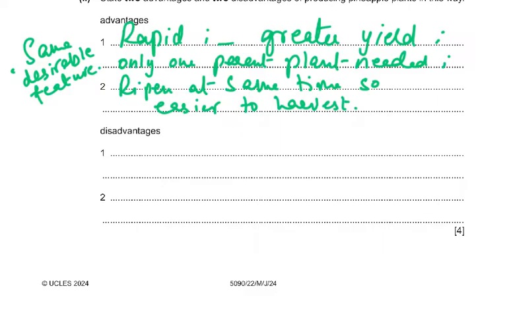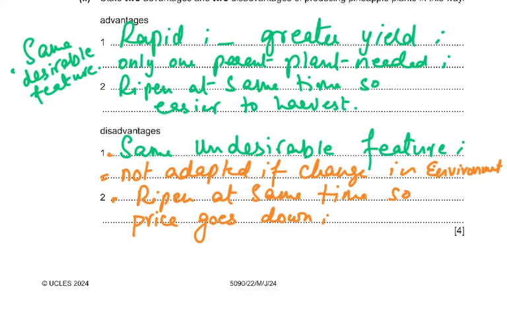Disadvantages, we've talked about this: same undesirable features, not adapted to change in the environment, ripen at the same time, so price goes down. So maximum 2 for this and maximum 2 for the advantages.